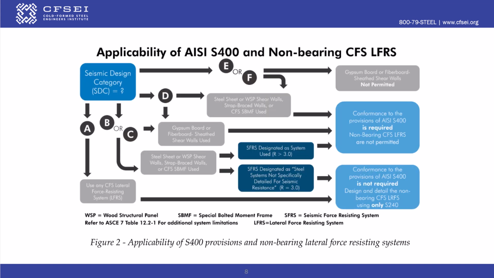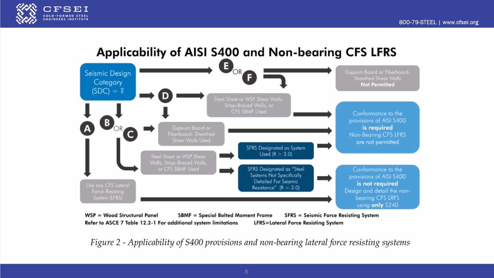This is Figure 2 from the tech note. It illustrates the applicability of AISI S400 provisions to the non-bearing cold-form steel lateral force-resisting systems. It highlights the limitations imposed by seismic design standards, particularly in seismic design categories D, E, and F, where these systems are not permitted. The figure reinforces the tech note's recommendation to avoid these systems.